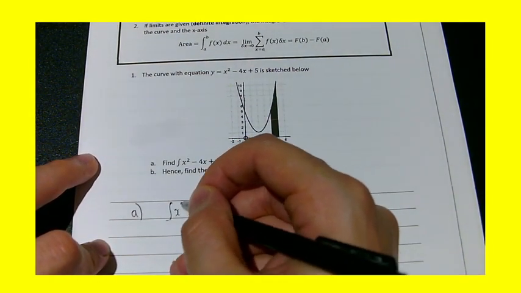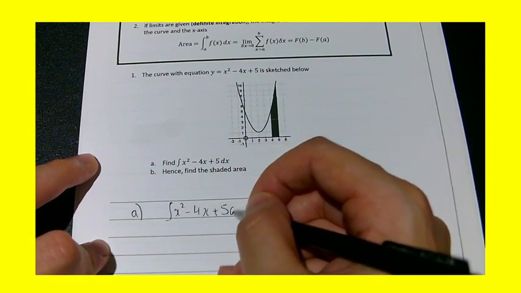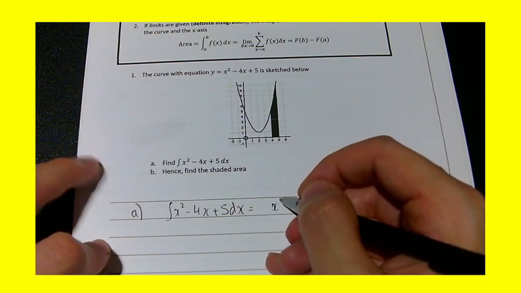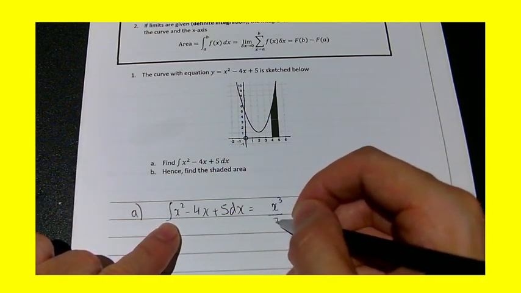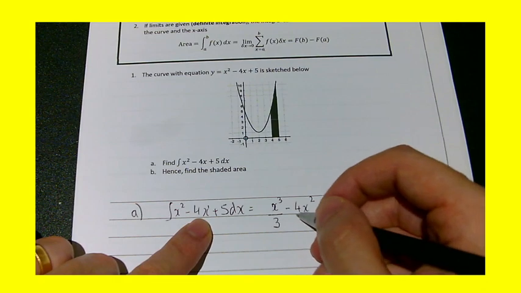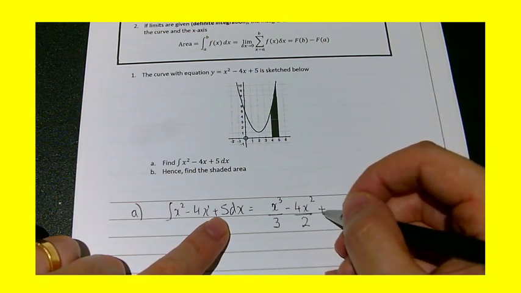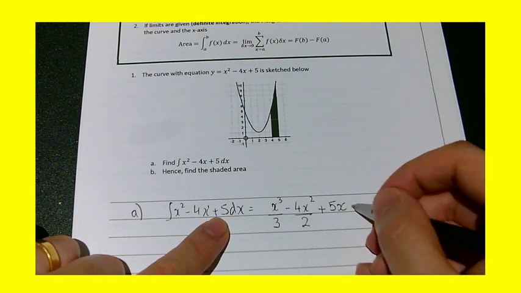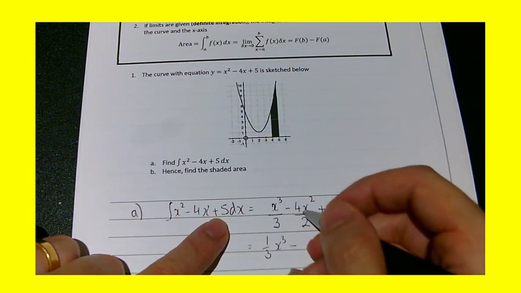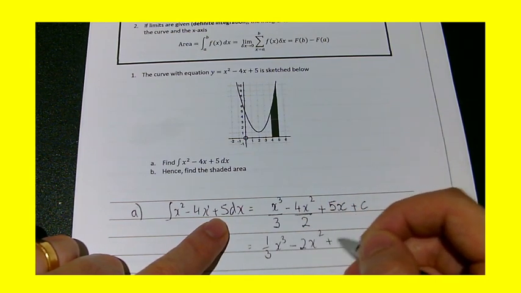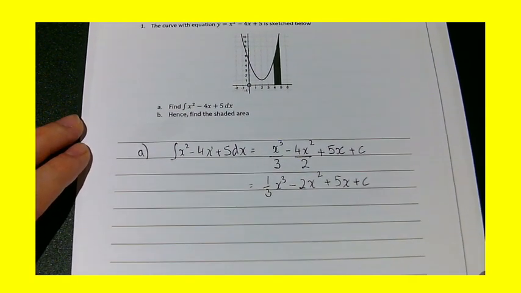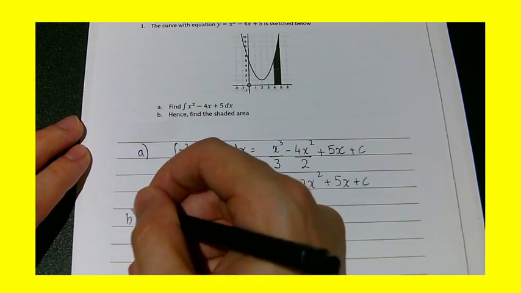Now if you remember in the previous video, when you've got the integral symbol here and dx there, that means you have to integrate. And remember what we do: we add 1 to the power, divide by the new power. This is to the power of 1, so you add 1 to the power, divide by the new power. And we put an x next to the number, and we have a plus c. We can rewrite this a bit further, because 4 over 2 is 2, so we get x cubed over 3 minus 2x squared plus 5x plus c. Okay, so that's the integral. That's part A. Hence find the shaded area.